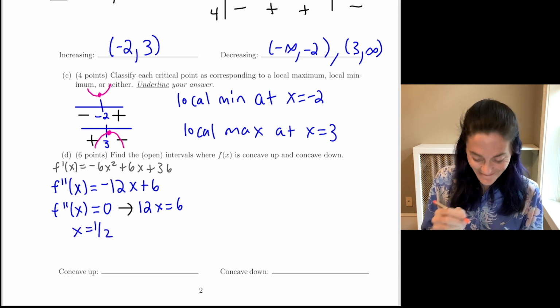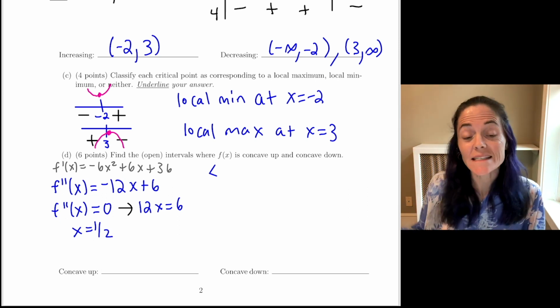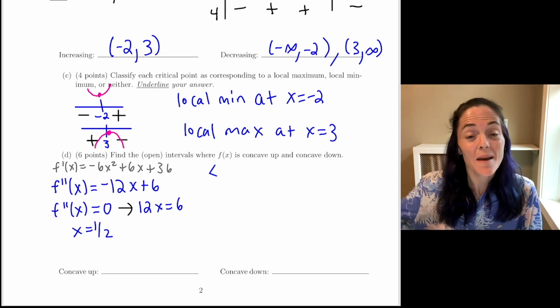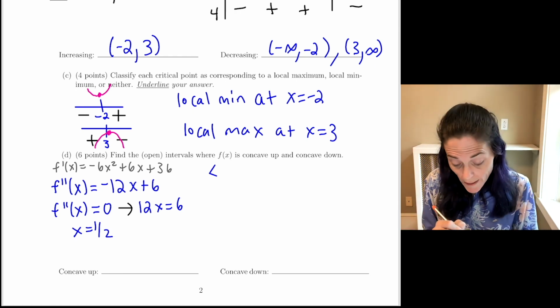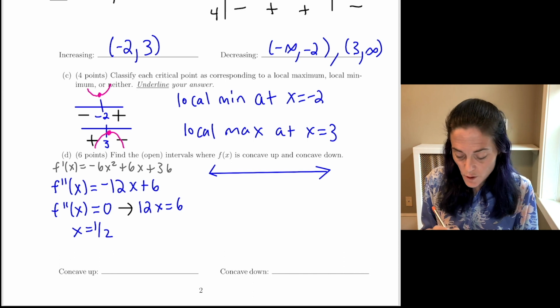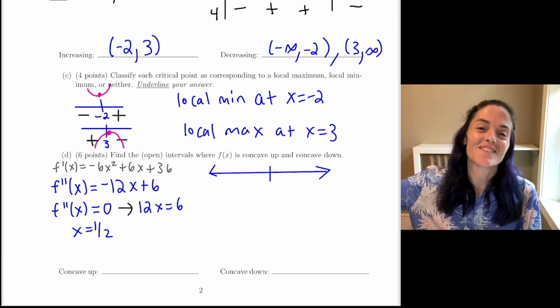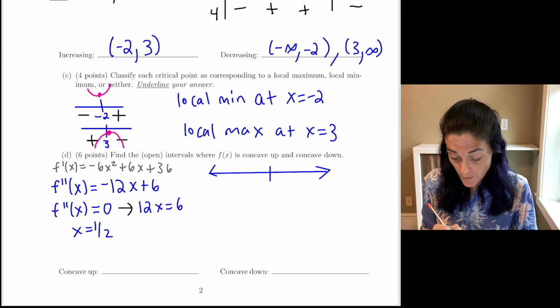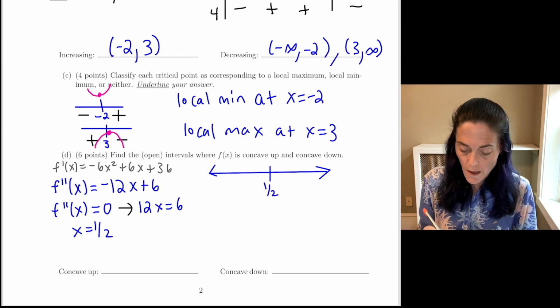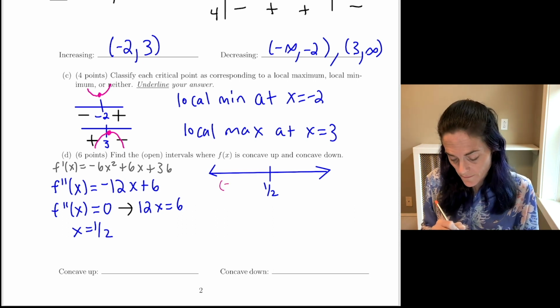Okay, now we go about this very similarly to increasing, decreasing, and dividing the domain into intervals. The only difference is we're working with the second derivative and not the first. So we divide the domain, which is all real numbers, into open intervals based on where the second derivative is 0 or does not exist, which is just this one x value. And once again, I can write my open intervals underneath. It goes minus infinity to 1/2, and then 1/2 to infinity.